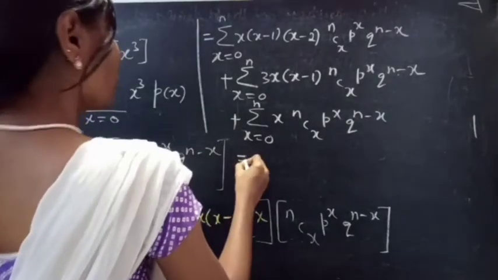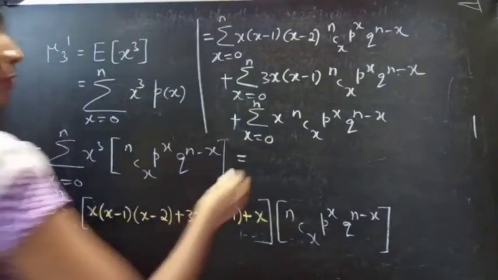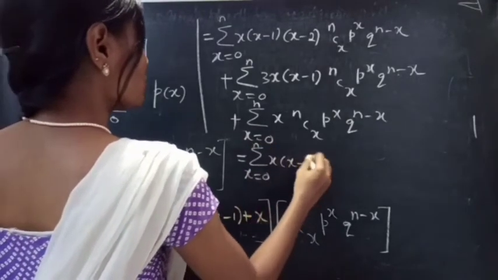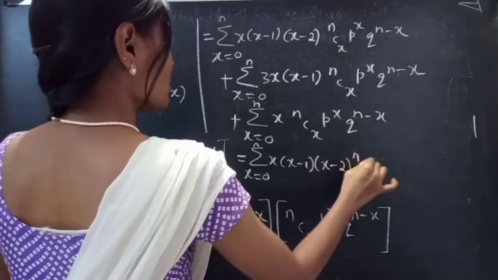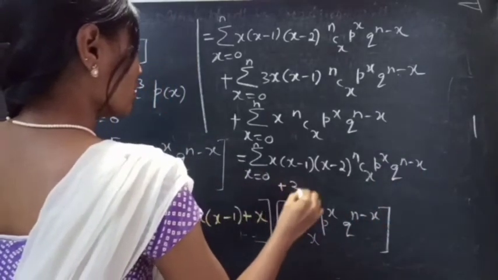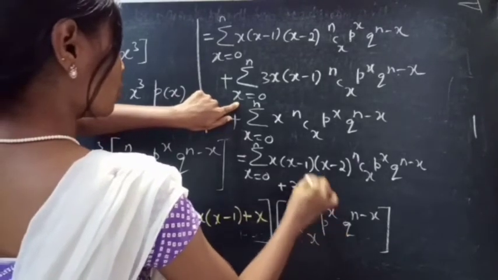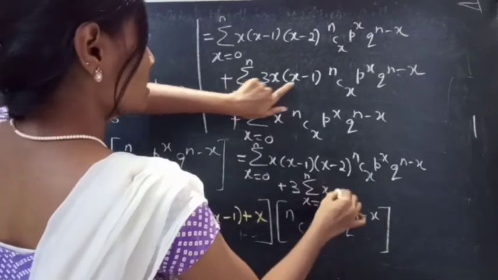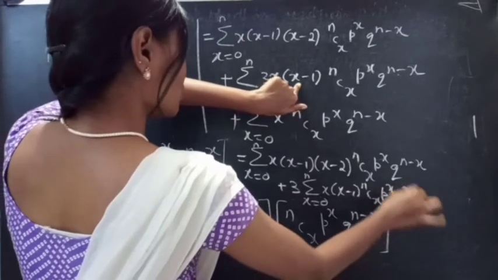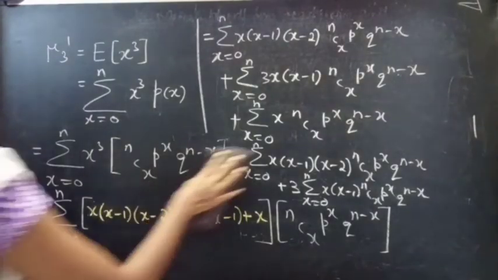So this is equal to, now what we are going to do is we'll just take this constant outside the summation. Okay. Summation x equals 0 to n x into x minus 1 into x minus 2 into nCx into p power x into q power n minus x plus 3 into summation x equals 0 to n into x minus 1 into nCx into p power x into q power n minus x. I'll write in the next step. Okay.